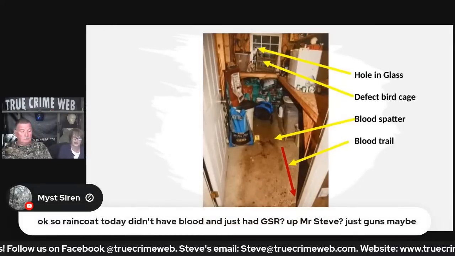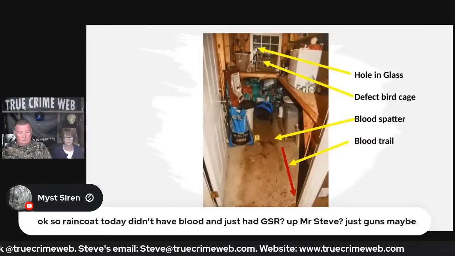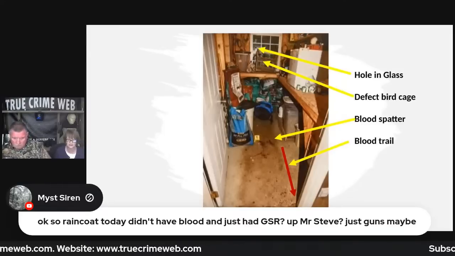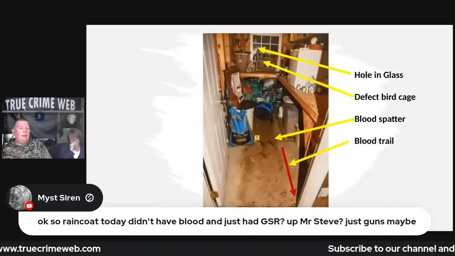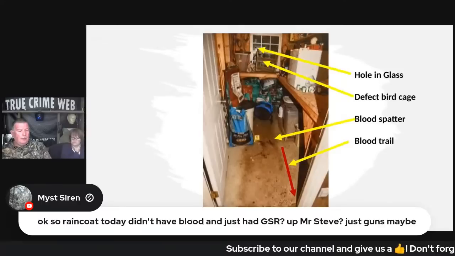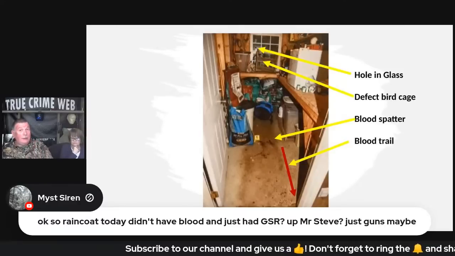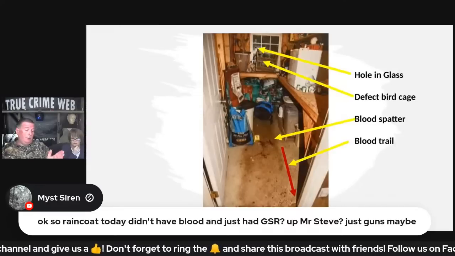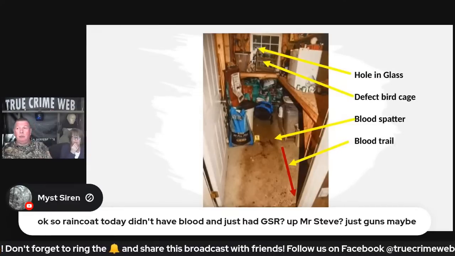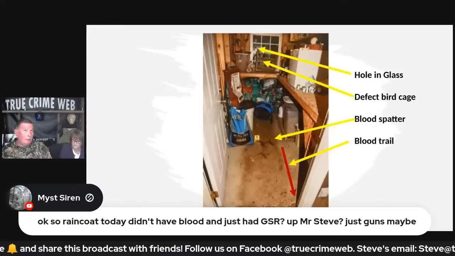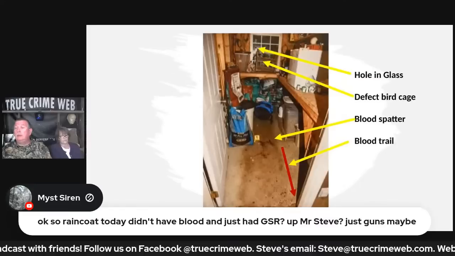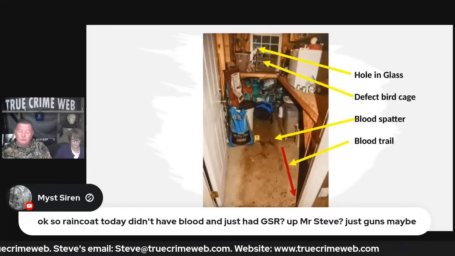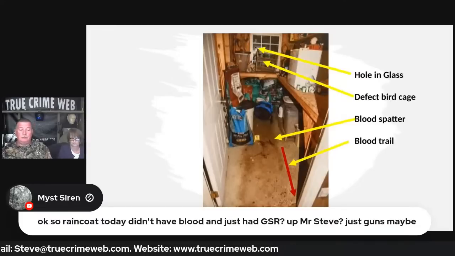Okay, so the raincoat today didn't have blood and just had GSR. Mr. Steve, just guns maybe? I don't know if they tested the raincoat for GSR or not, and I didn't see the testimony today. I was working on this and working on the crime scene. But if your analysis is that there wasn't any blood on the coat, which I would assume, because that would be one of the things that they would have brought in even earlier. And so if there's not blood on it, there's not blood on it.